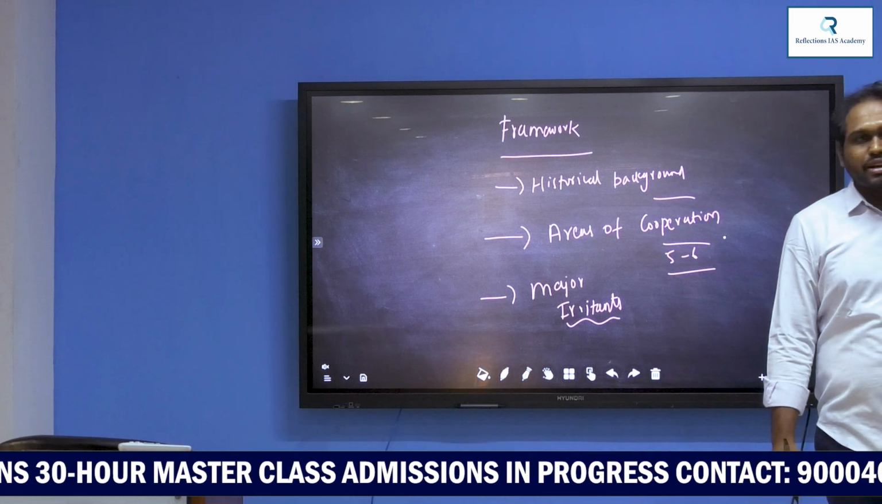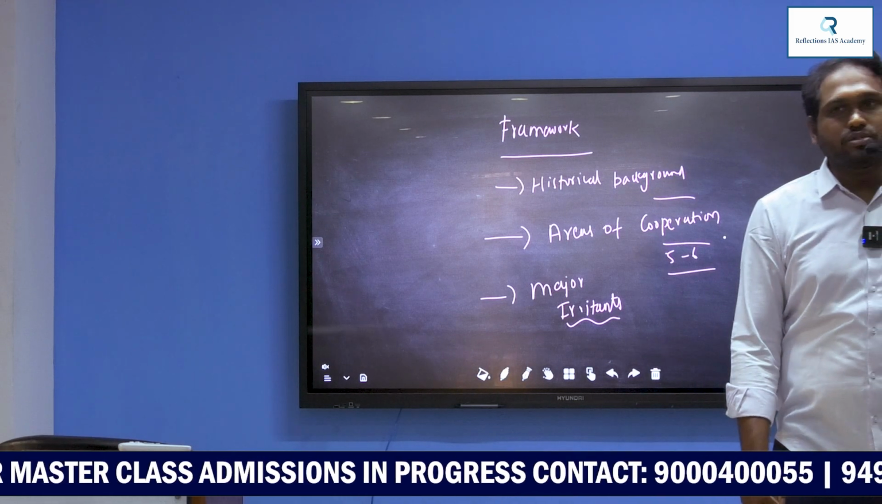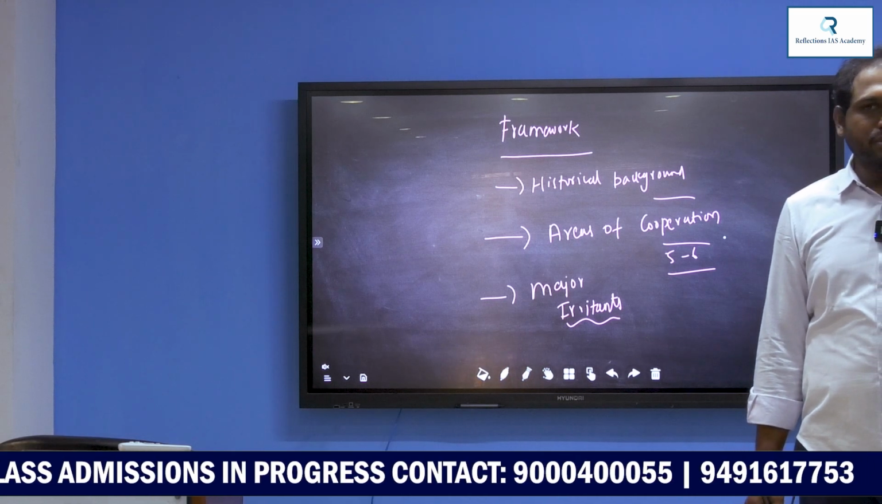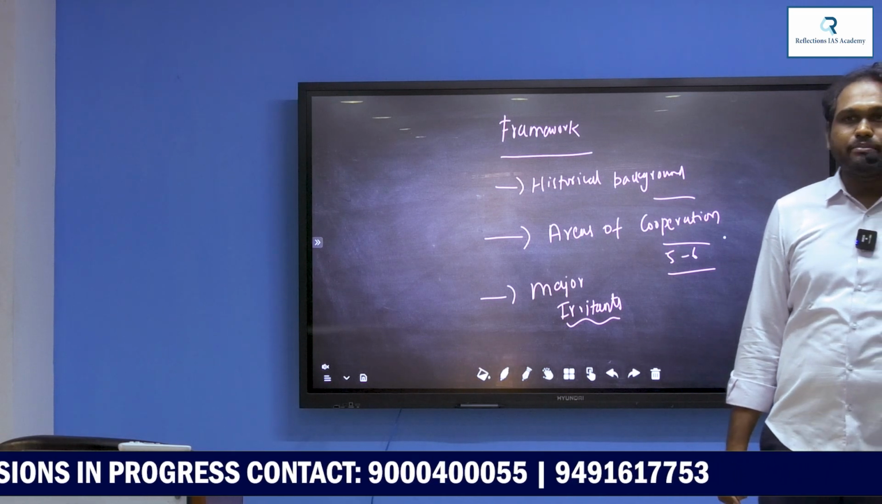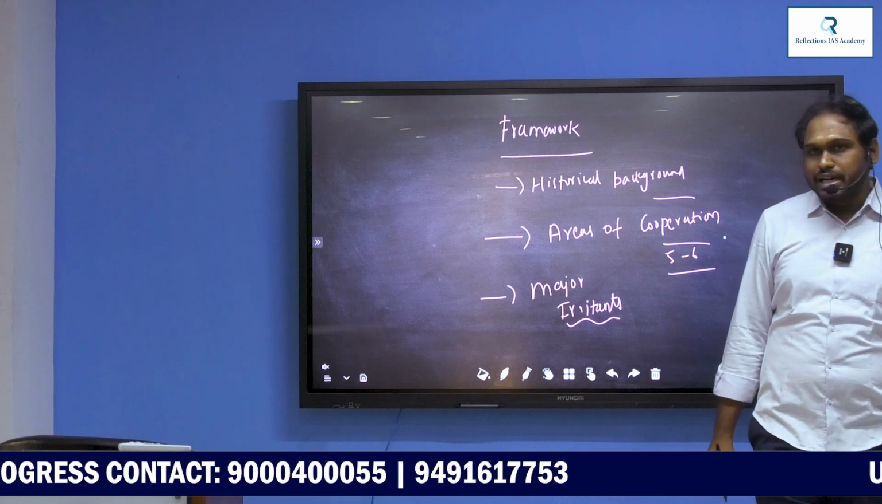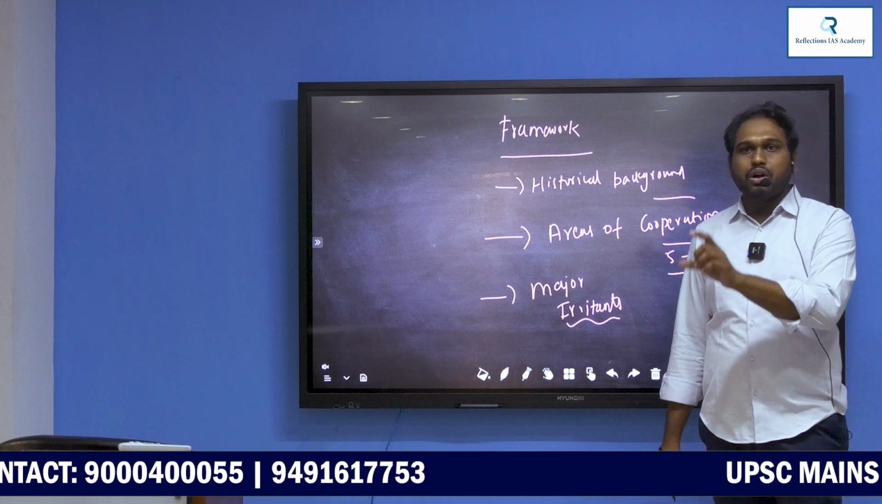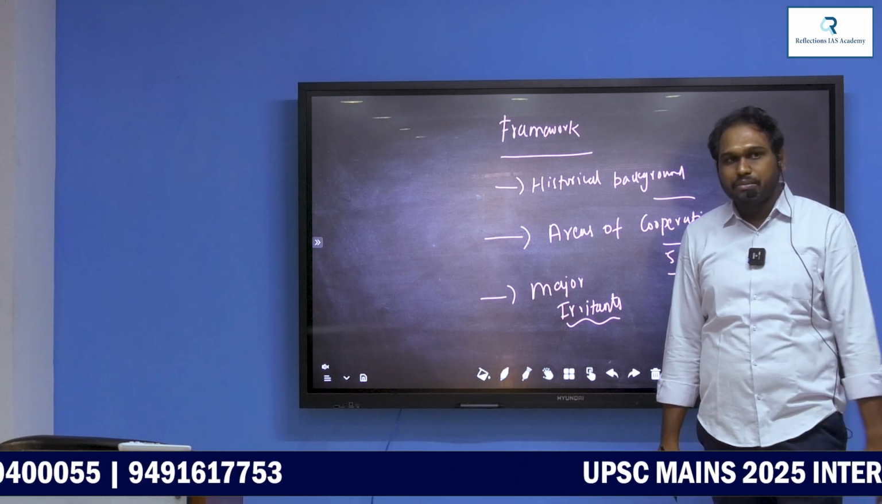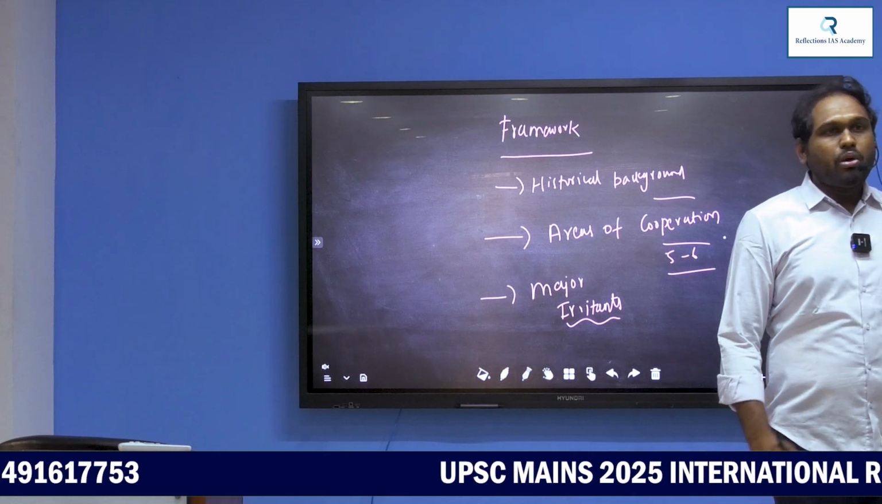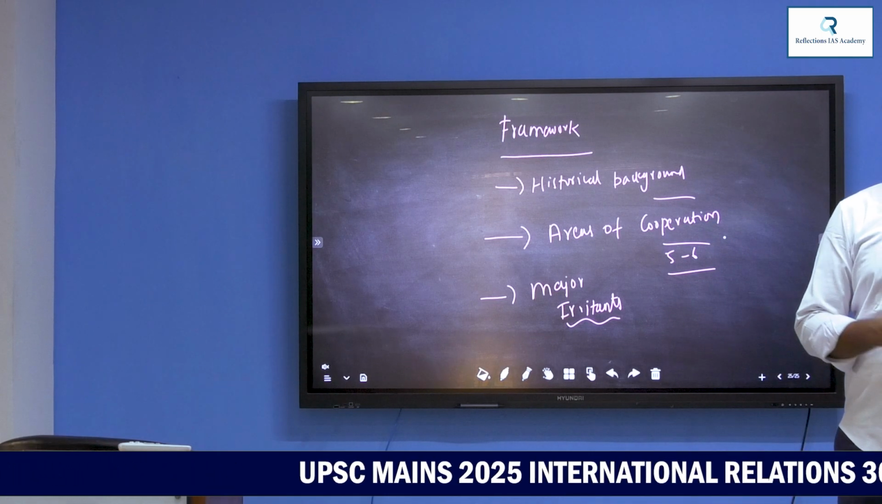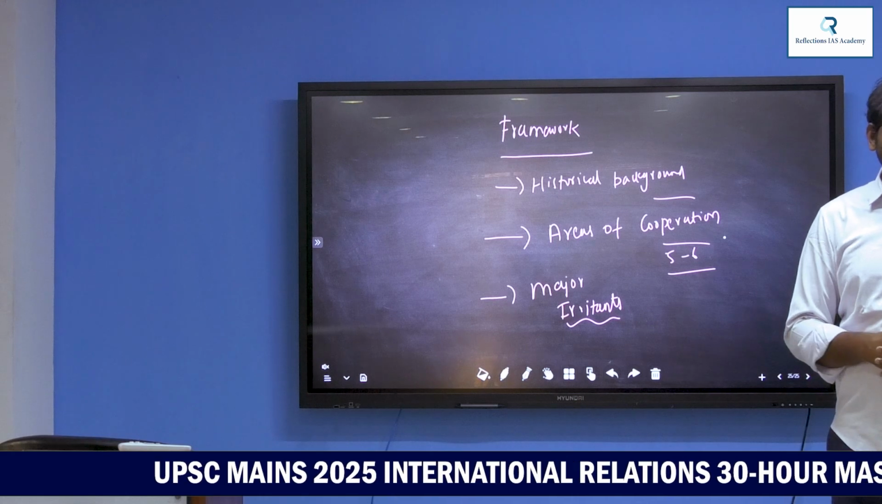For example, with Pakistan, we have a border dispute. With China, we have a border dispute. With Pakistan, we have border and maritime disputes. With Sri Lanka, we have a maritime dispute. With Bangladesh, we had a border dispute which was settled, and a maritime dispute which was also settled. Like that, what are the disputes we have between two nations? They are considered major irritants.